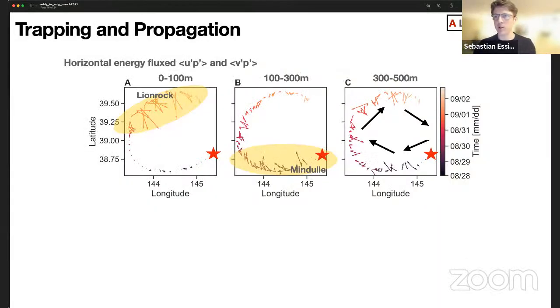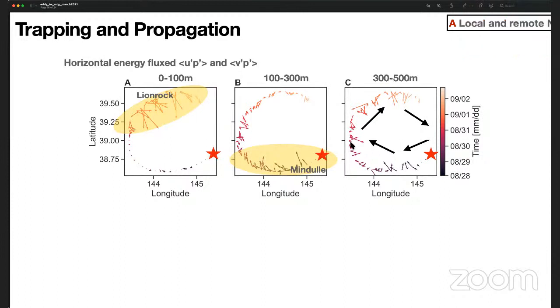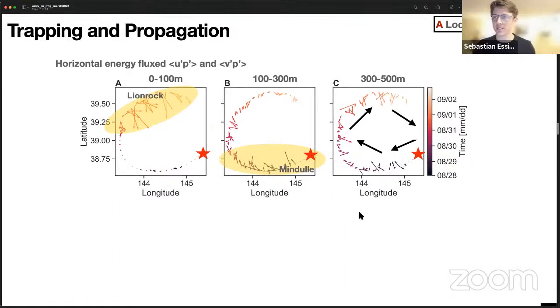So you still don't see anything? No. That's very strange. Now, yes. Now we can see it's trapping and propagation. Oh, interesting. Okay, maybe it's the distance that it has to travel.